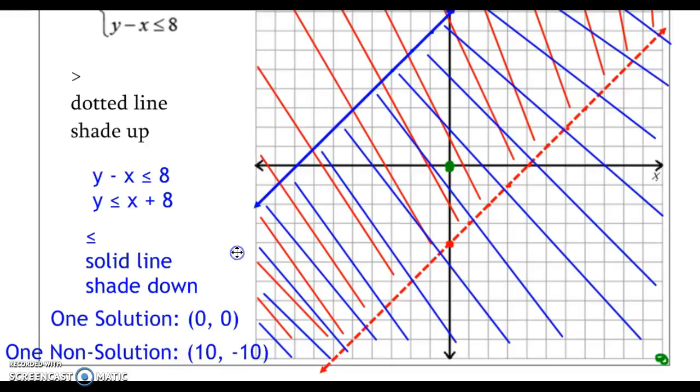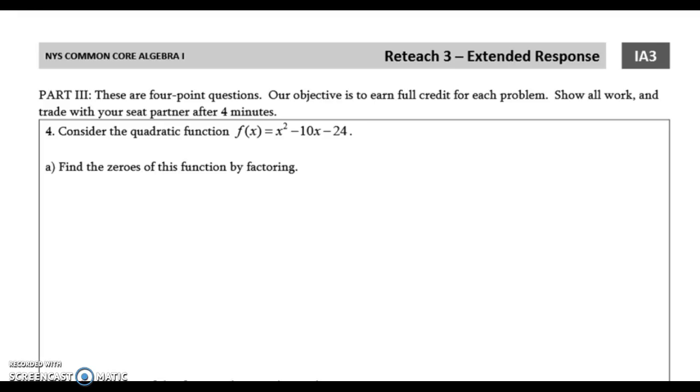Okay, we're fine. Next question. This one gives a quadratic function, and it asks you to find the zeros by factoring. And factoring this type of expression or equation, we're going to use the AM method.